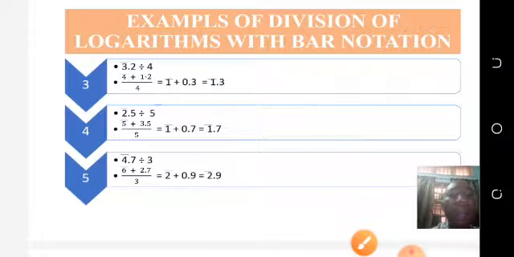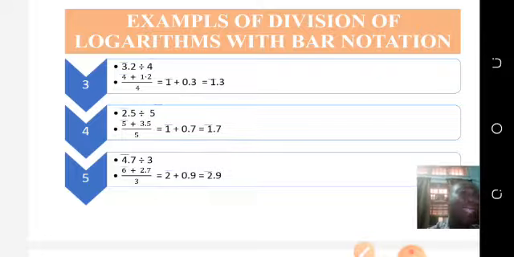Let's see the example 5. Bar 4.7 divided by 3. Yes, 3 can divide 4. But you cannot try that with bar notation. You must divide it with numbers that are multiples of that divisor. And the divisor we have there is 3. What are the multiples of 3? 3. But you cannot use 3 because 4 is greater than 3.